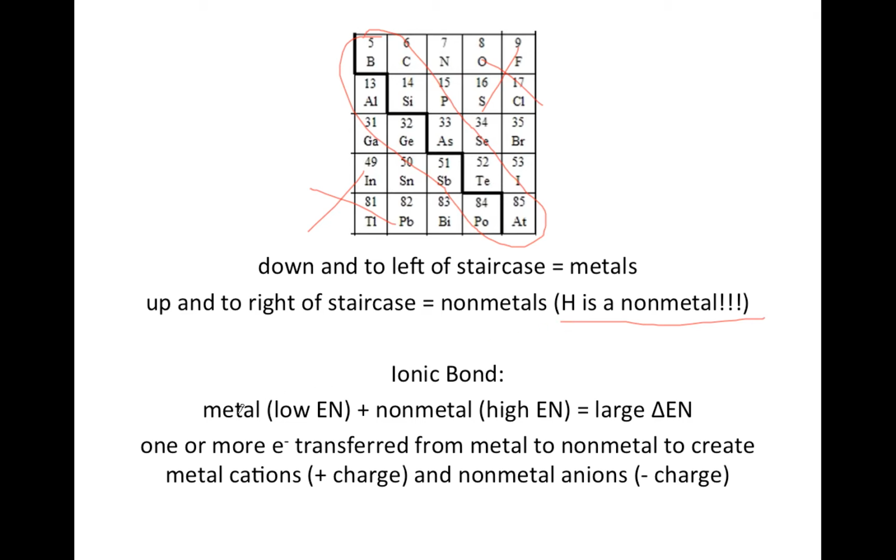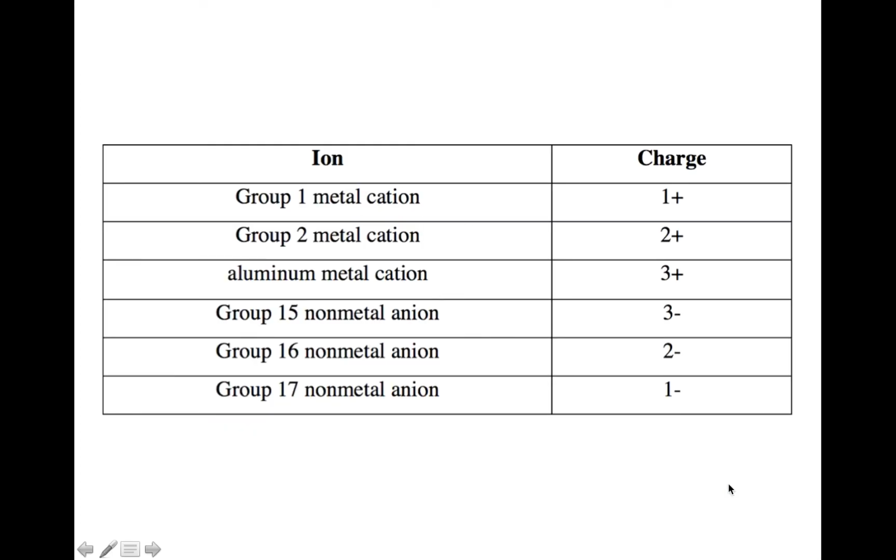So ionic bonding, as you recall, is when you stick a metal and a nonmetal together, there's going to be a large difference in electronegativity. So one or more electrons will be transferred from the metal to the nonmetal, and you'll end up with metal cations. They'll have a plus charge, and nonmetal anions, which have a minus charge. So your next question is, what charges do they end up with? And that is shown on this table.